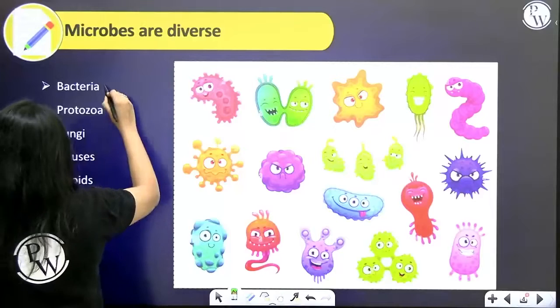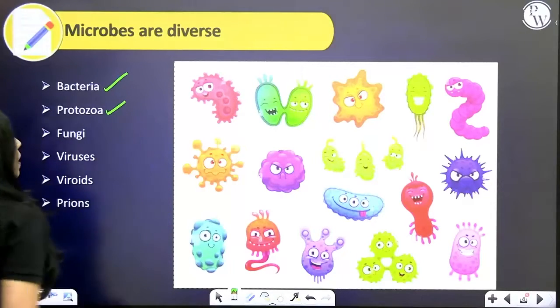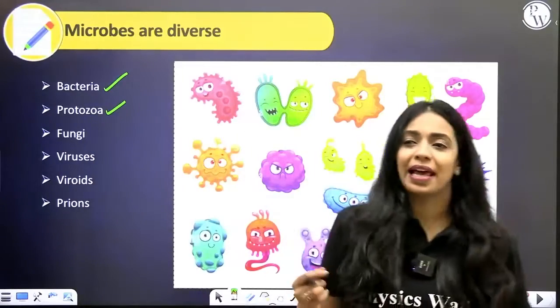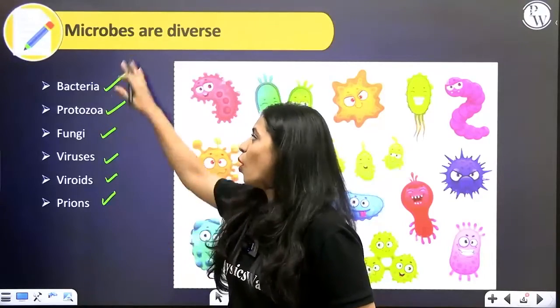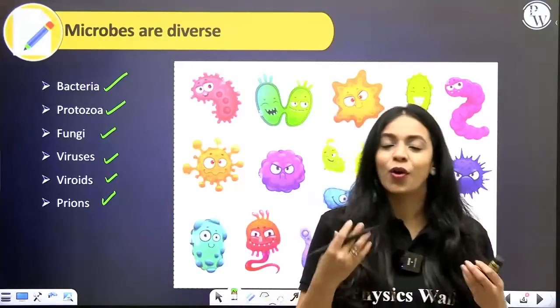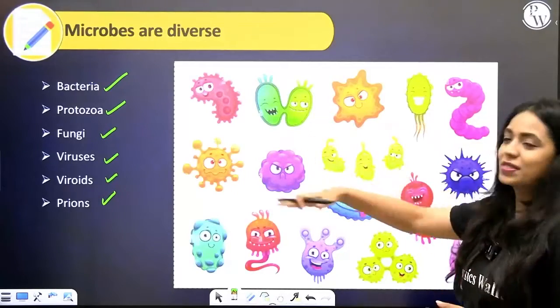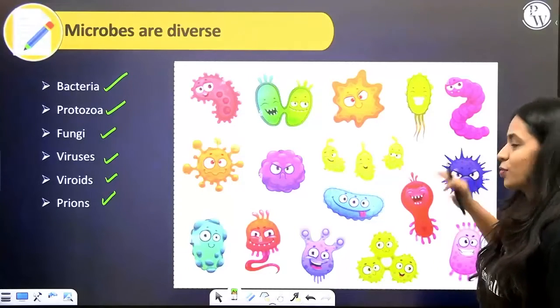So we have bacteria that are unicellular and prokaryotic. Then we have protozoa that are unicellular and eukaryotic animal-like organisms. Then we have fungi, several viruses, viroids, prions. All of these are microorganisms, right? Here is a cute little illustration of microbes having different silly, funny faces. I found it cute, so I put it in here.